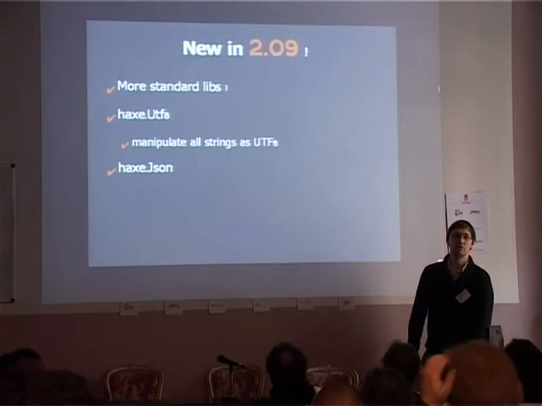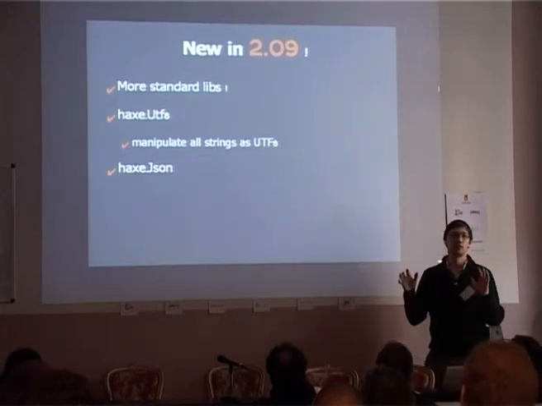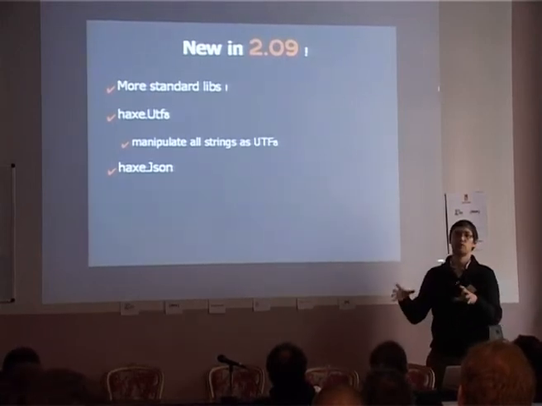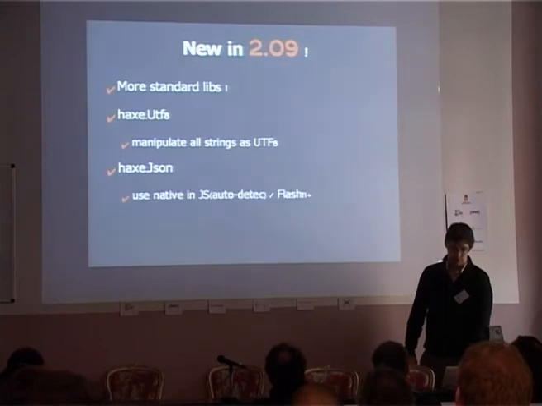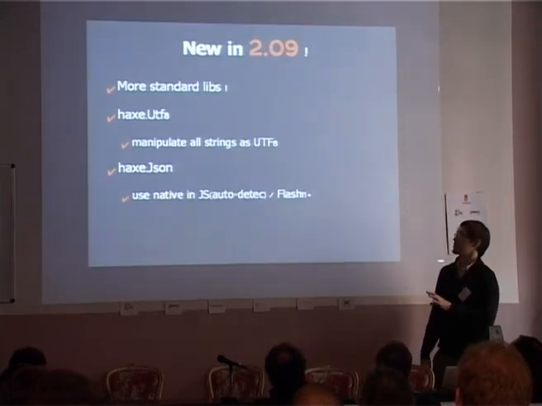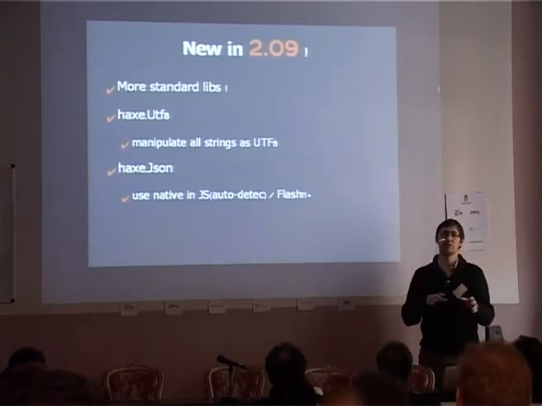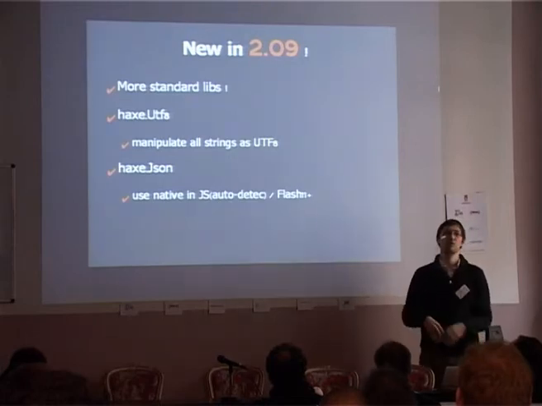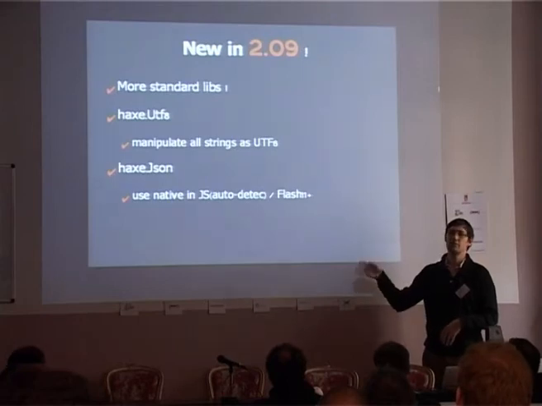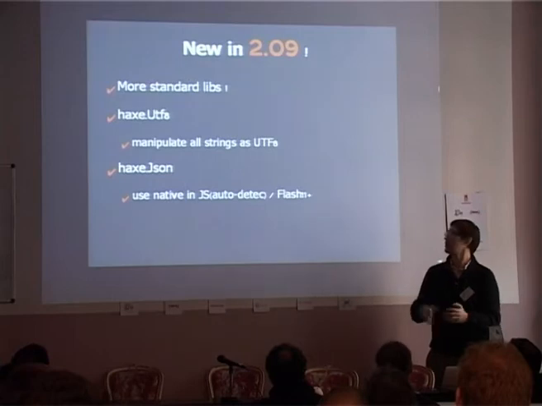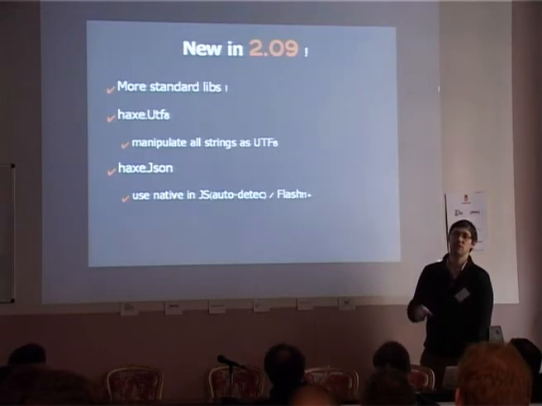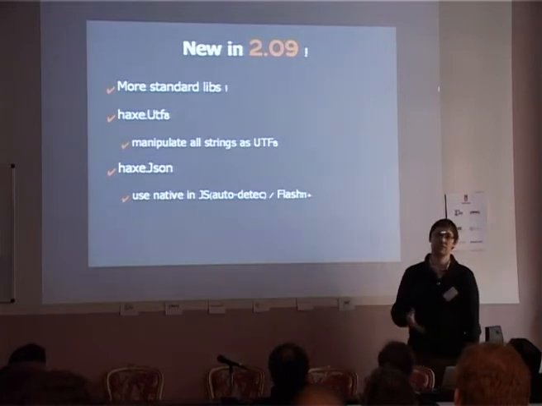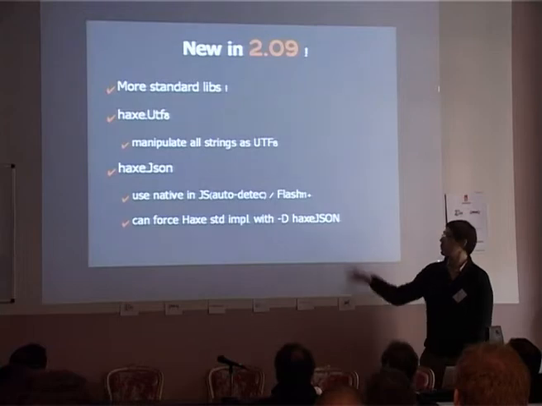Haxe JSON is also new in 2.09. We first wrote a pure Haxe implementation. This way you can work exactly the same whatever the platform. And then, of course, we use a native implementation when available. In JavaScript, we do auto detection. If it's available in the browser, we use the native implementation, which is of course a lot faster. And in Flash 11 plus, we use the native implementation too. Depending on the platform, maybe for C++, we will have a native implementation at some point as well, if it makes a difference or not, I'm not sure. So we have one single API, one single way of doing things on all the platforms, and we use the native implementation when available. And if you want to use exactly the Haxe implementation, you can force it with a define.